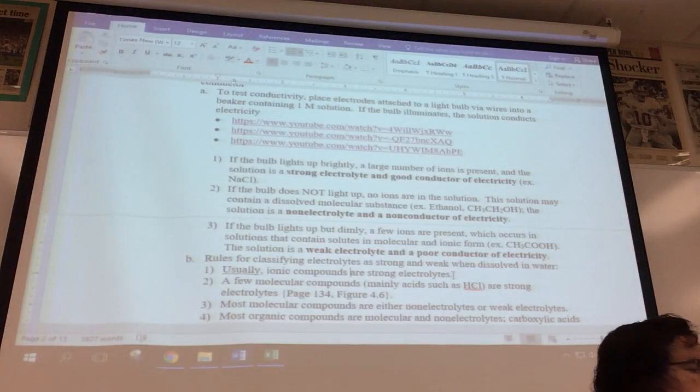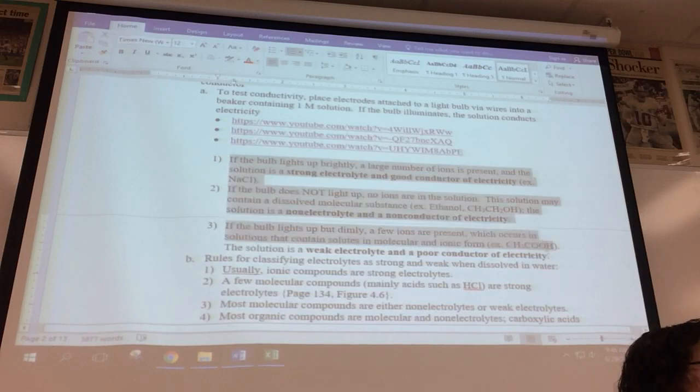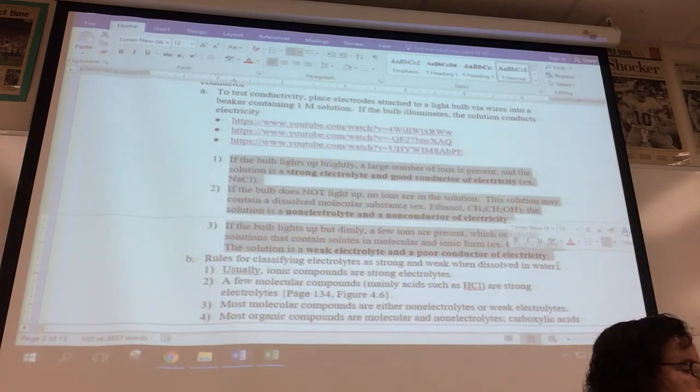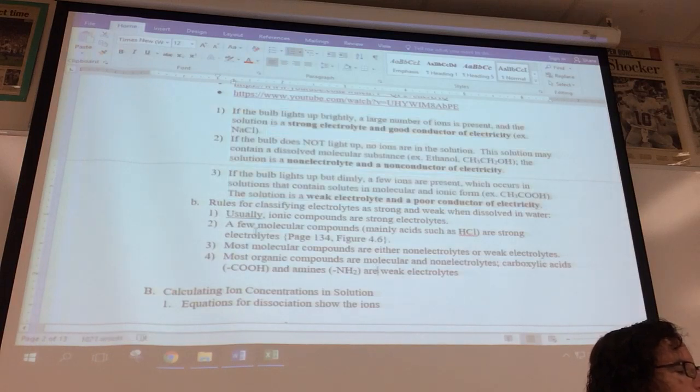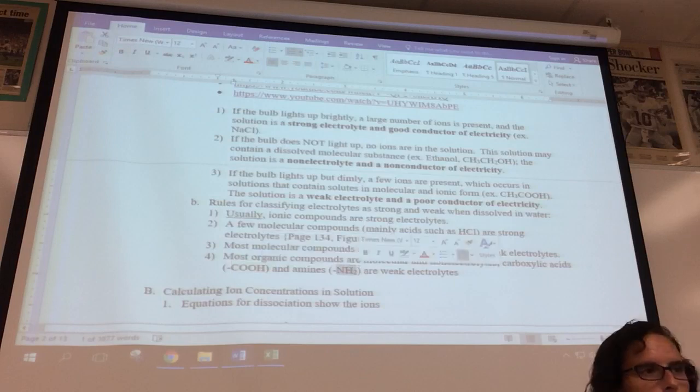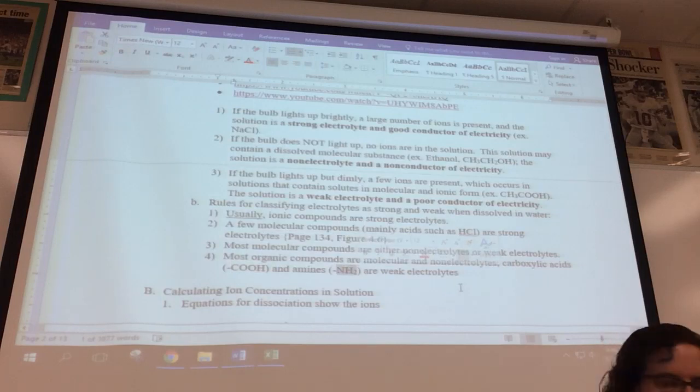Alrighty. So everything I just said is written here, so we won't reread it. And the rules for classifying are basically what I said. Typically, your ionic compounds are strong electrolytes. That's going to make them good conductors of electricity. A few molecular compounds, mainly the strong acids, are strong electrolytes. Most molecular compounds are either non-electrolytes or weak, and most organic compounds are typically weak, like your carboxylic acid groups as well as your amines. Okay? Not much there.